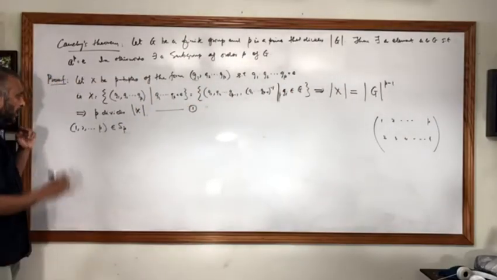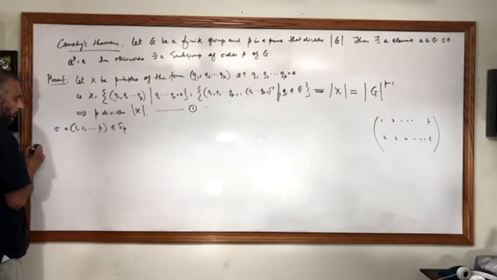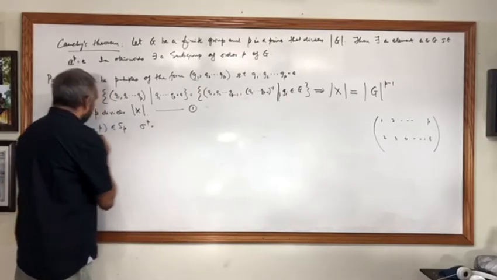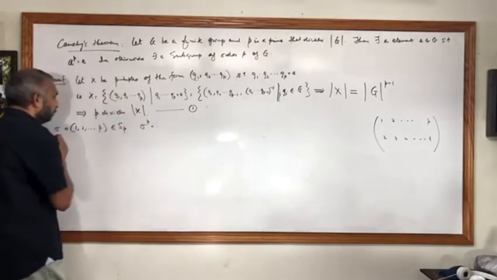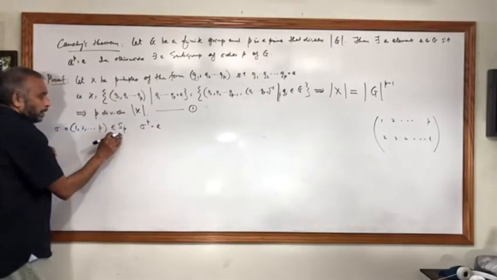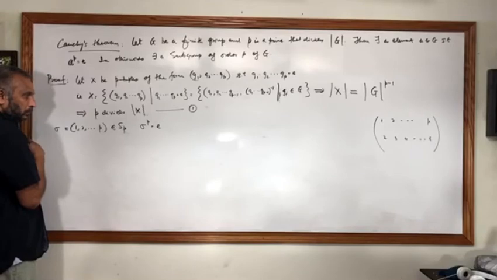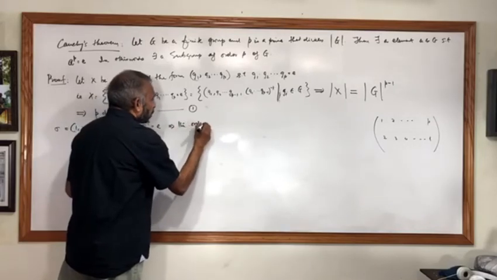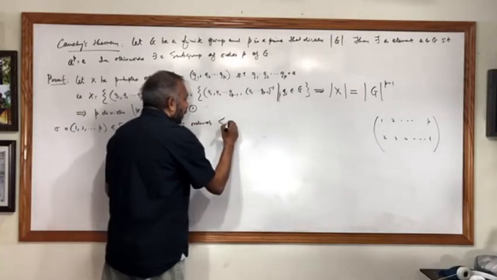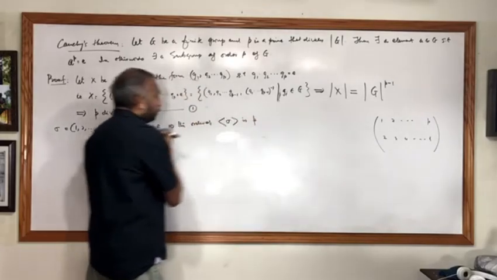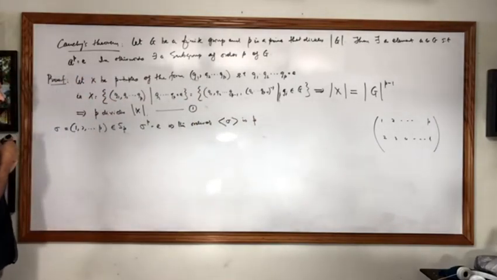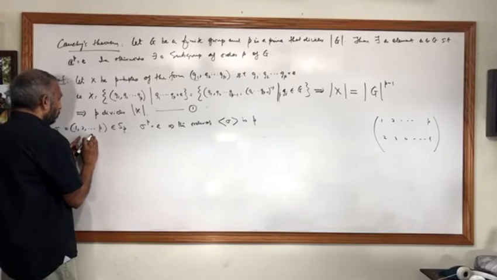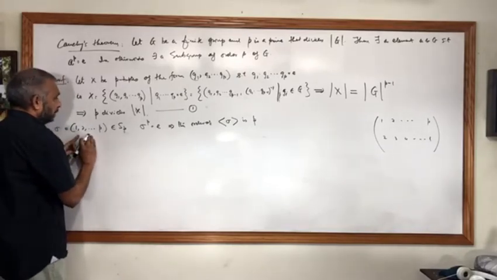That is this, and we call it sigma. So sigma to the power of P is equal to the identity element of S_P. Or in other words, the order of the subgroup generated by sigma is P. Now, this is a group, so we are going to define an action of this on X.